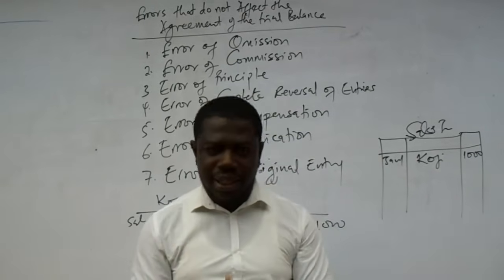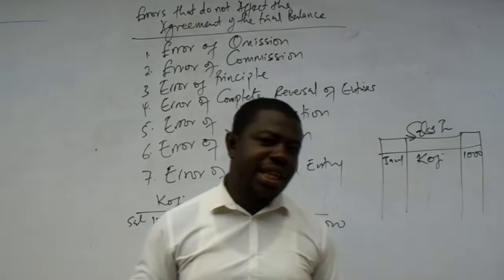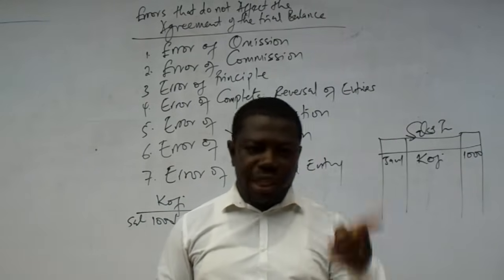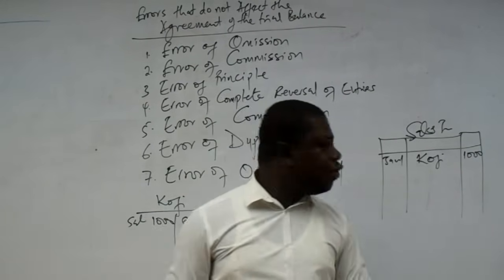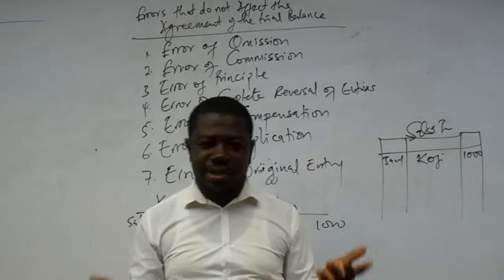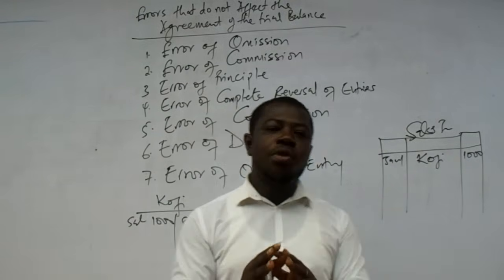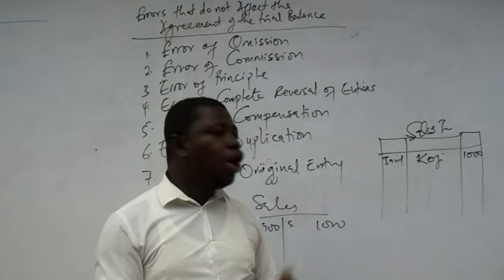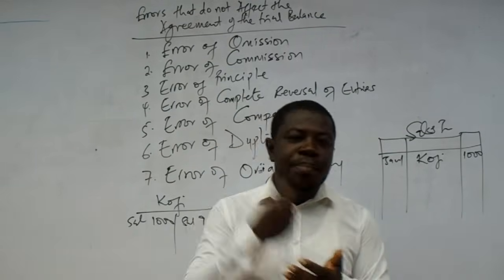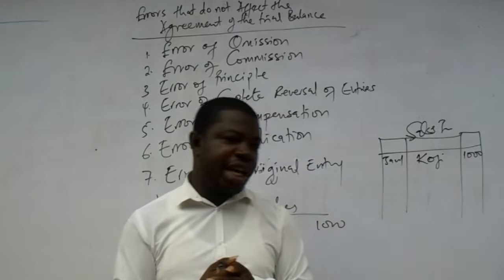Let me also add this: when we are solving questions, let us be careful that some errors that are not original entry should not be taken as original entry. For example, if you see something like the sales journal or the sales day book has been overcast by 1,000, the purchases day book has been undercast by, let's say, 200. Those ones are not errors of original entry, even though they bear the names of the books of original entry.